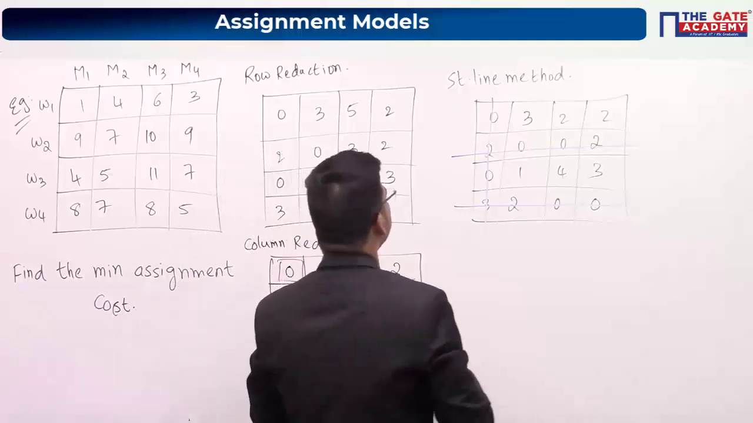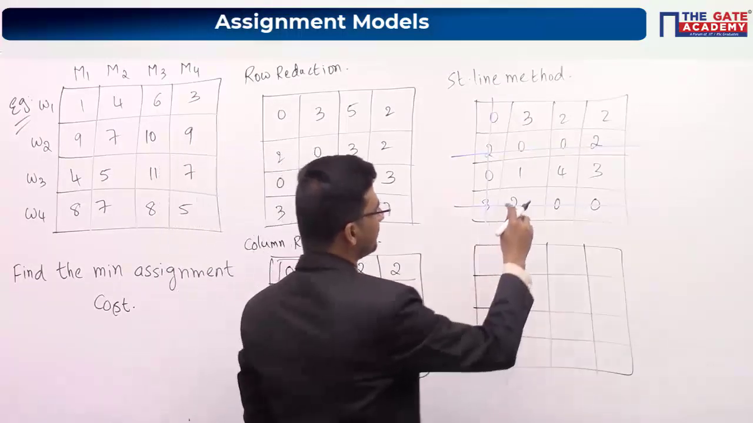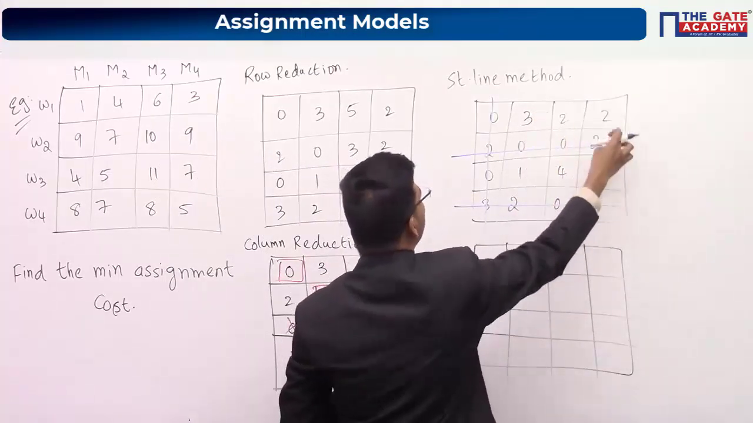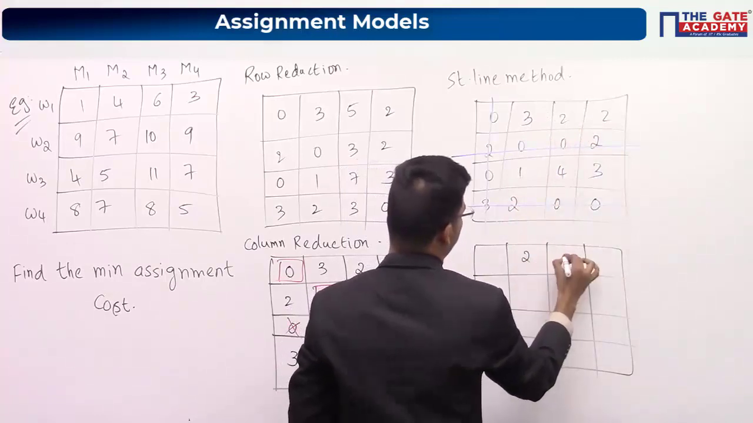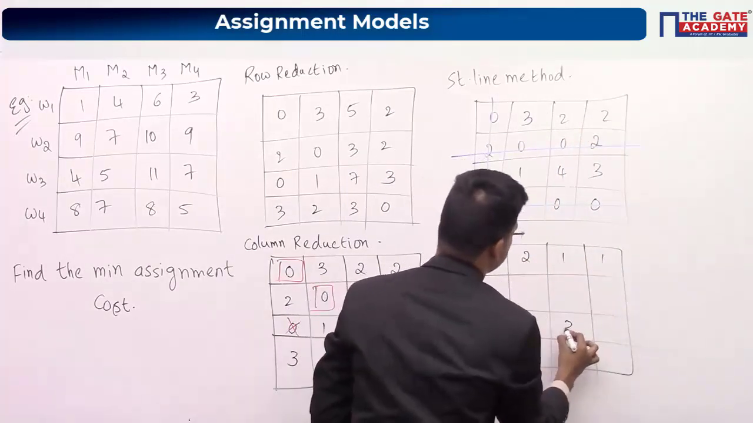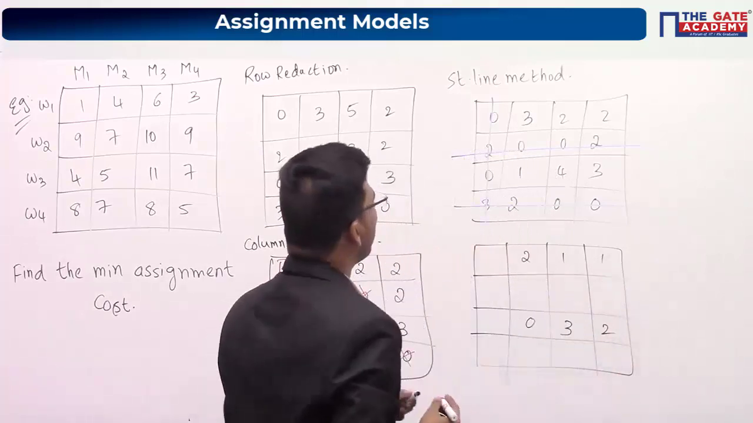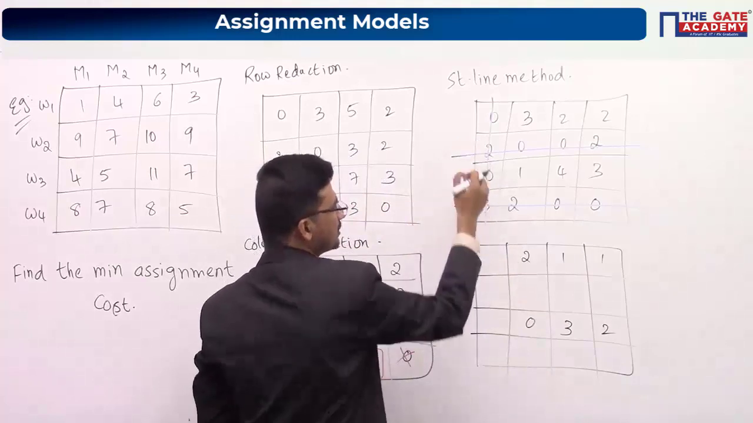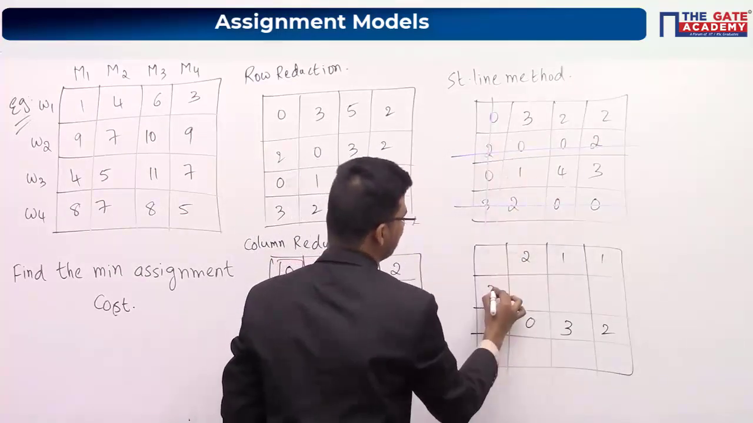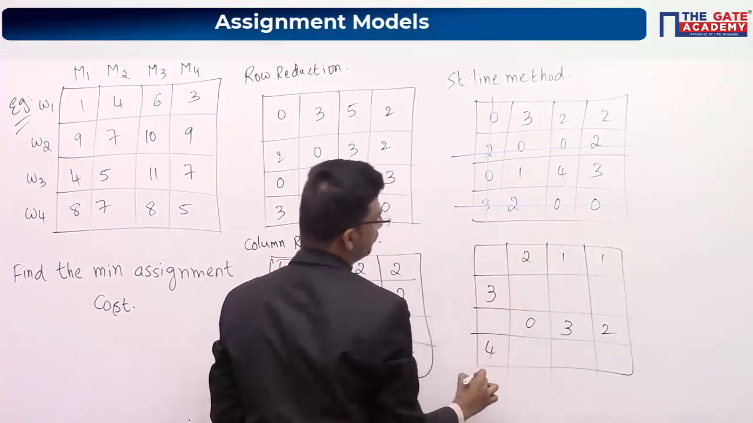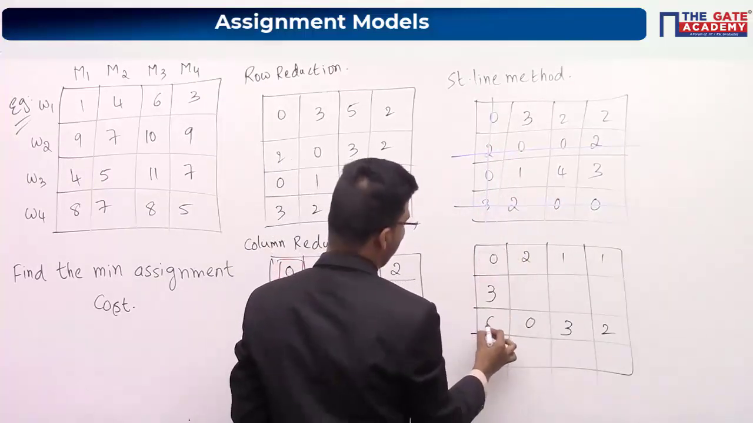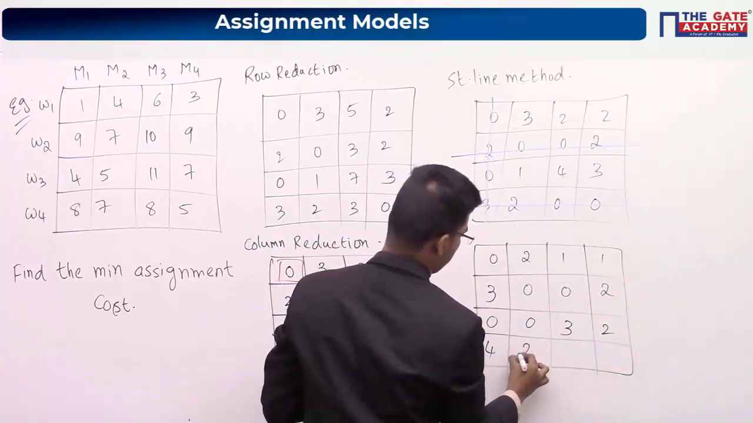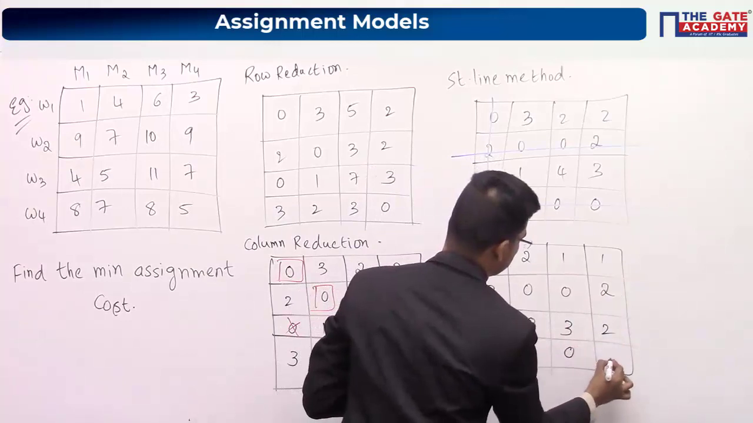So in the next step, what we have to do? You have to take the minimum element. What is the minimum element? This one. You have to subtract this minimum from all other uncovered elements. So this will be 2, 1, 1, 0, 3, 2. And you have to add this minimum element at the intersection of the straight lines. See, now we got two intersections. So you have to add here 2 plus 1, it will be 3. 3 plus 1, it will be 4. Other covered elements you can leave as they are. So 0, 0, 2. And this will be 2, 0, 0.